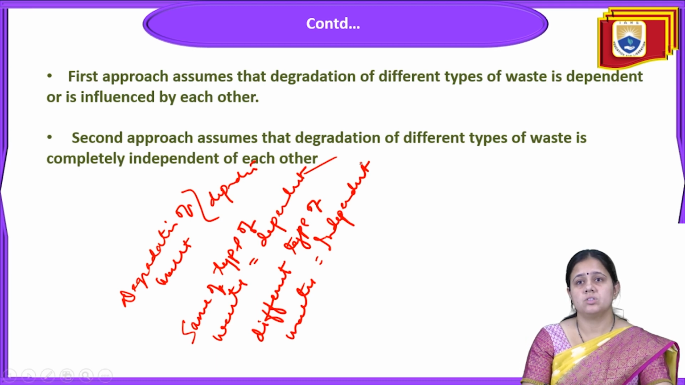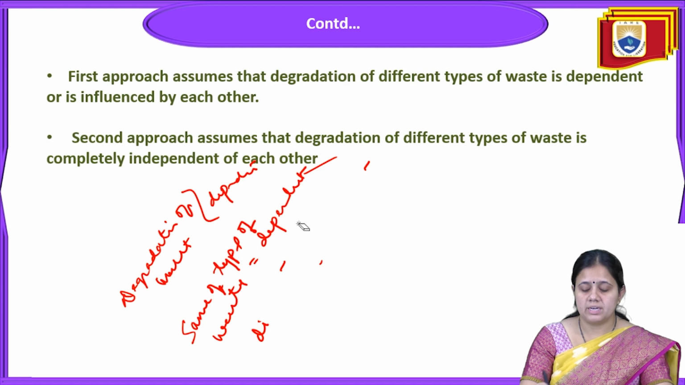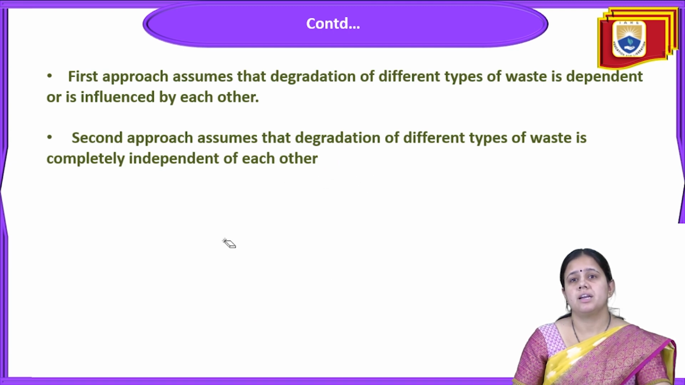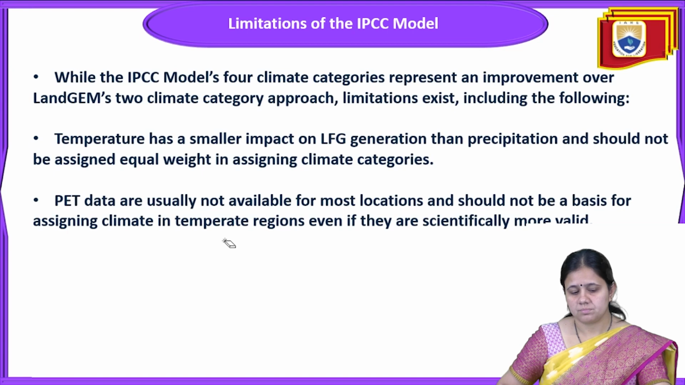So the degradation of different type of waste has two conditions, dependent and independent. Same type of waste will be there, they are dependent on each other. Different type of waste are there, they are independent of each other.